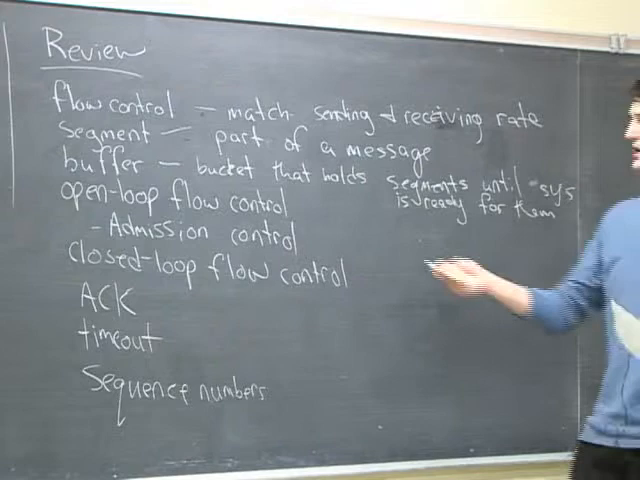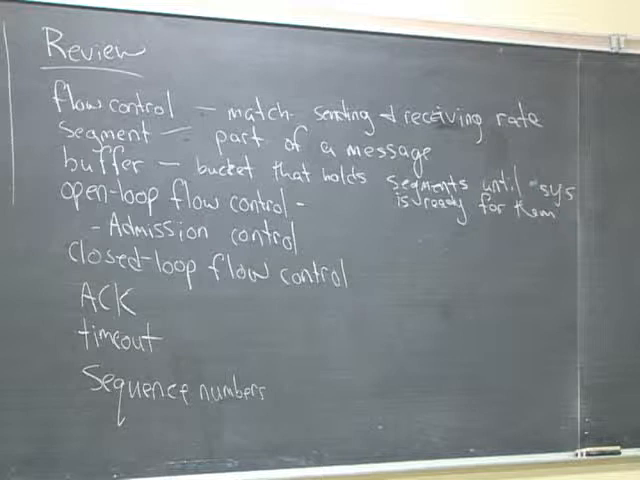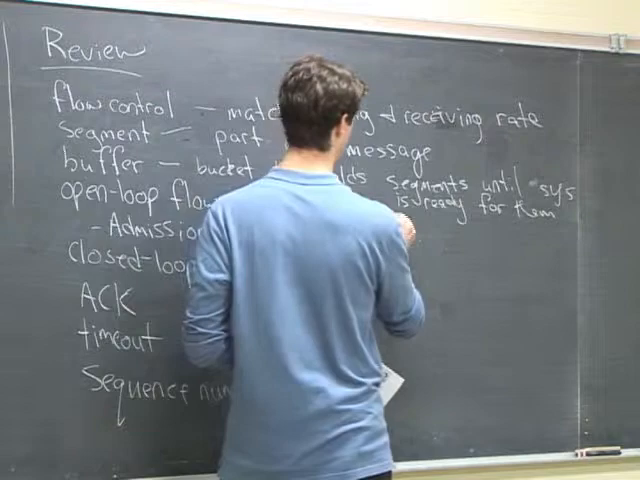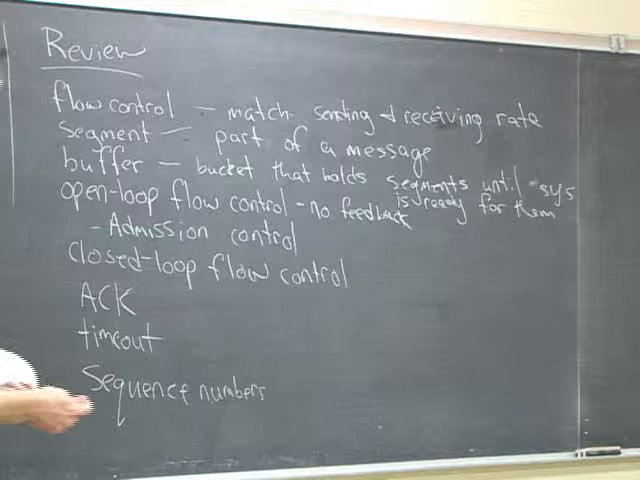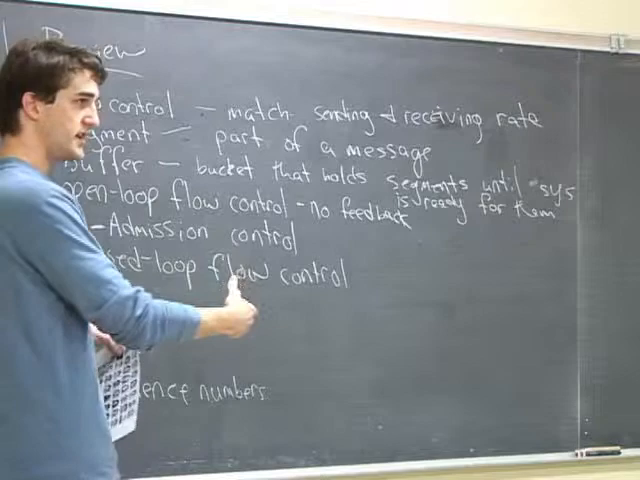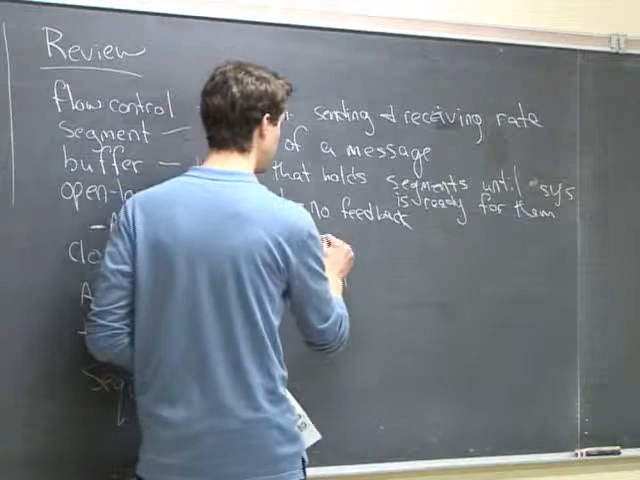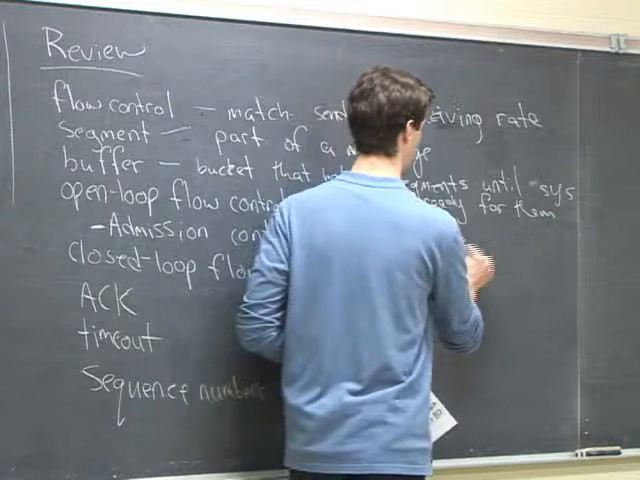So we talked about different variants on flow control. What's open loop flow control? Can someone tell me? Okay, Joseph. There's no feedback between the sender and receiver. Right. So no feedback between the sender and the receiver. Because there's no feedback while we're actually transmitting data, we have to negotiate the details of the connection ahead of time. And that's what admission control does. Admission control only lets in the connections that you know you have enough resources to support. So we only allow access from these connections we know we can support.